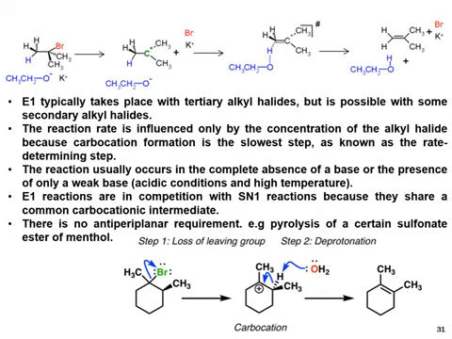And the next example is also an example of the E1 mechanism. First you can see the bromide leaves and gives the carbocation. Then the water molecule, which acts as a base, abstracts the proton and forms the double bond.